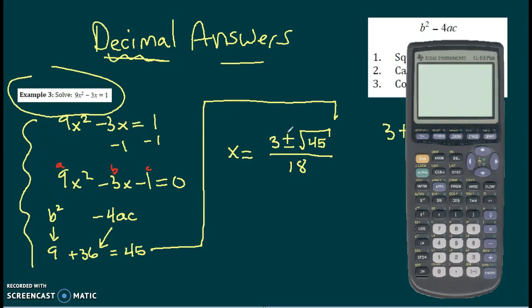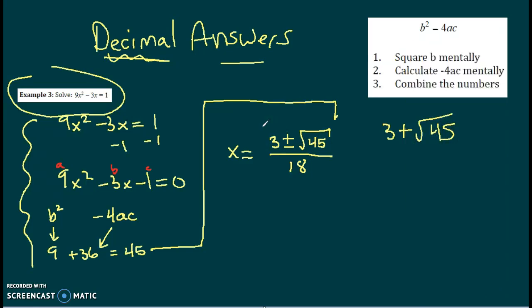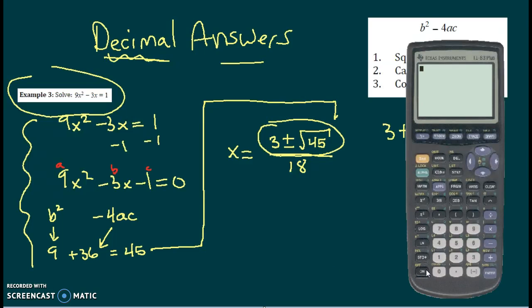So to figure out what 3 plus or minus the root 45 all over 18 is, I'm going to want to make sure that I put this calculation in the calculator all in its own set of parentheses. So I'm going to open up a parenthesis and say 3, and now you can't do plus or minus at once, so I'll do the plus first. 3 plus square root of 45.